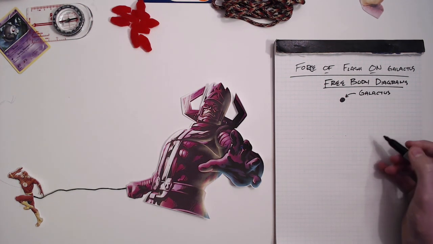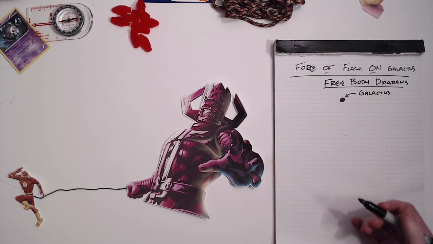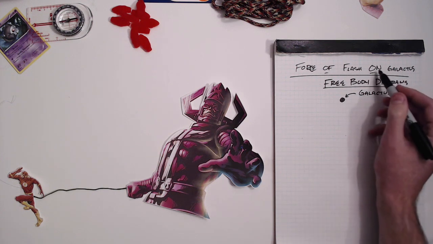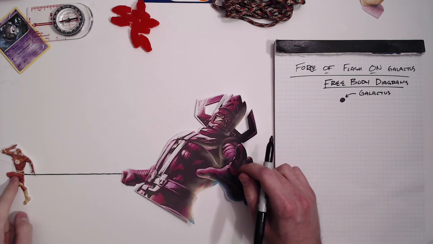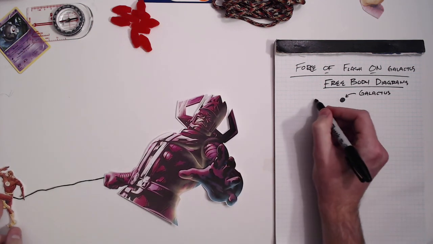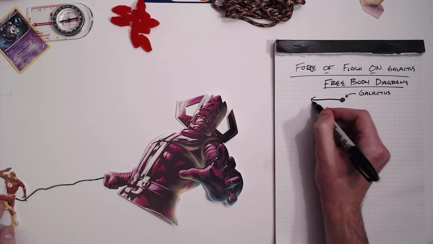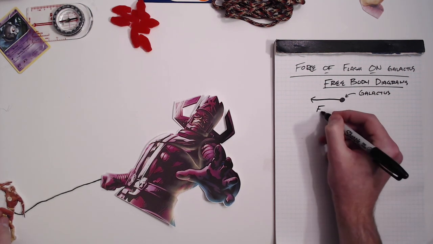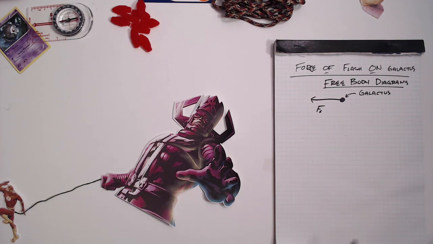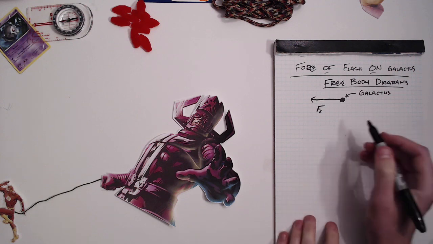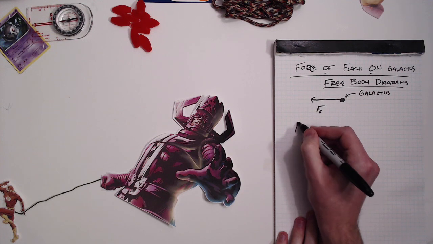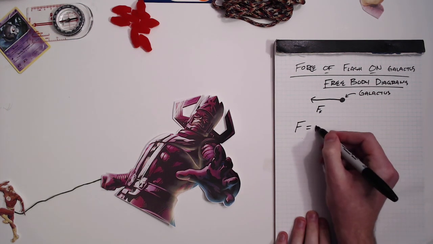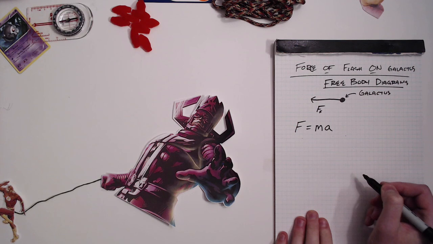And we are going to draw an arrow or a vector indicating the force that is being exerted on Galactus. So in this case, the Flash is exerting a force on Galactus to the left. So we can draw an arrow to the left. And we can call that force from the Flash. Okay? So now the next step, as in any physics problem, we need to write the equation of force. So we know that F, from Newton's second law, is equal to mass times acceleration.